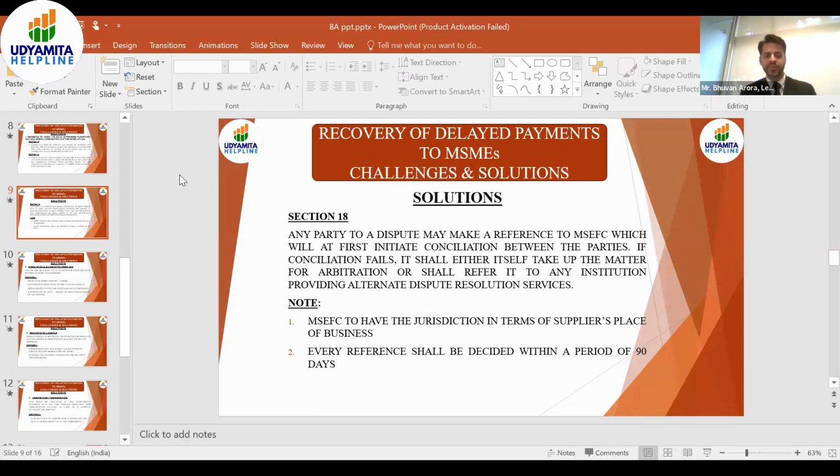So what happens if the buyer is not making payment? The first solution for me, as an external solution, is making a reference before the MSEFCs. There is no threshold determined by the MSEFCs that the default has to be 1 lakh or 10 lakh or 50 lakh. No, any default. So if the buyer has made default, I will make a reference to the MSEFCs.